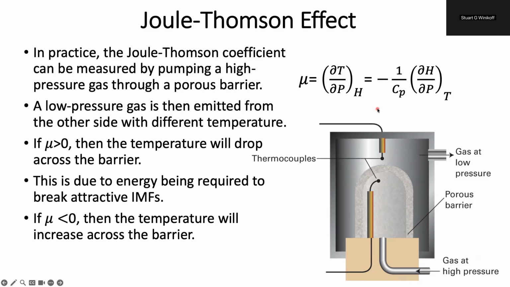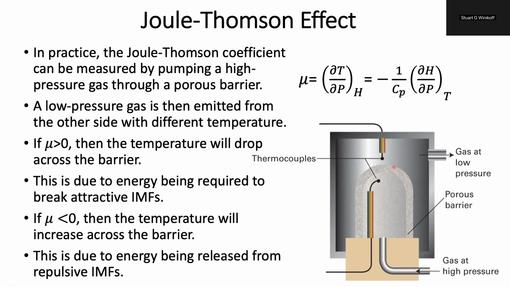Now, in contrast, if I have a negative Joule-Thomson coefficient, this means as I decrease the pressure, I should see an increase in temperature. That means that as the gas diffuses, it gets hotter. It means that somehow it found some way to get more energy. Now, this is going to happen if the gas has repulsive intermolecular forces.